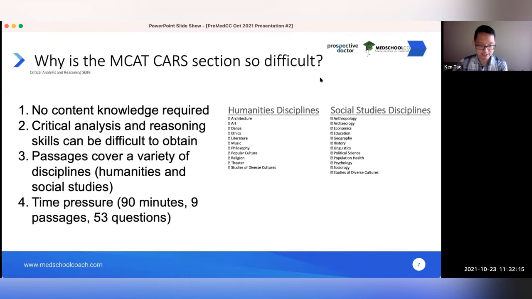Okay. Last point, there is a time pressure. So you have 90 minutes to read 9 passages and complete 53 questions. So 9 passages means you have 10 minutes per passage. You have to be able to read at a decent pace. If you're a slow reader, this is where it can get a little tricky. And this is when you have to start thinking a little bit about how you read.